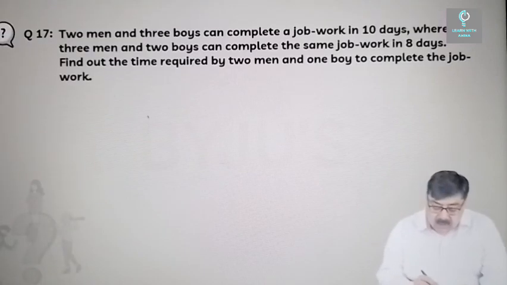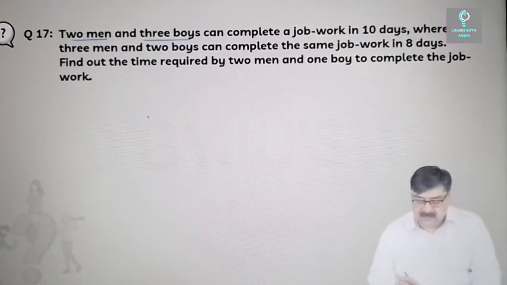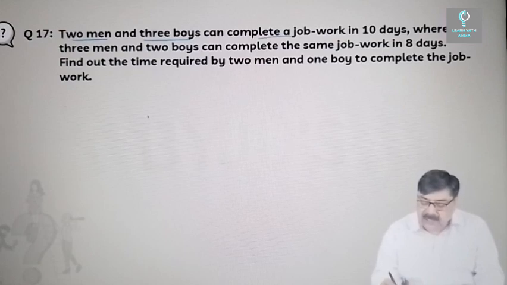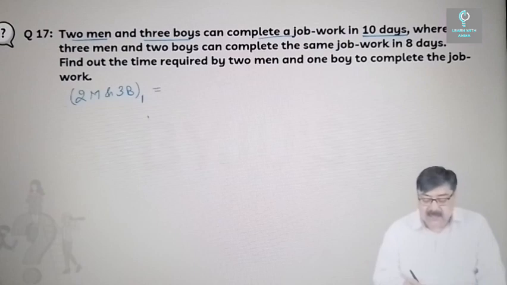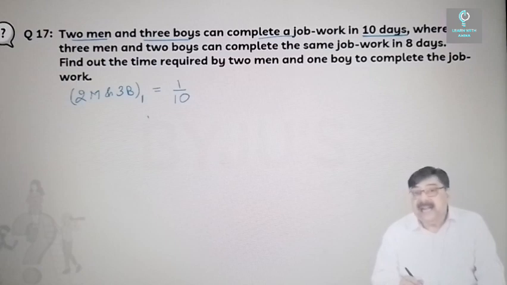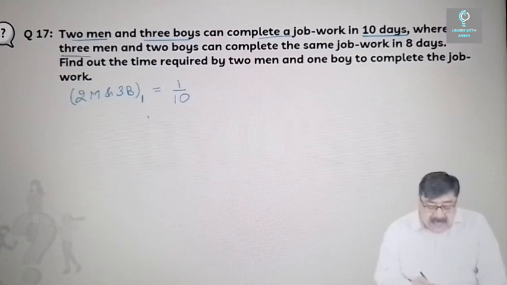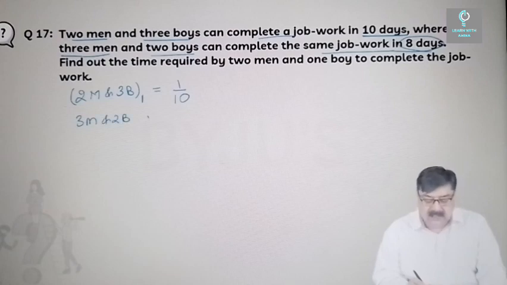Okay, look at this one. 2 men and 3 boys can complete a job work in 10 days. Okay, so 2 men and 3 boys, 1 day work is nothing but it is 1 by 10, because together they can complete the job in 10 days. So in 1 day they will complete 1 by 10 portion of the job. Whereas 3 men and 2 boys can complete the same job in 8 days. Okay, so 3 men and 2 boys can complete this job in 8 days.